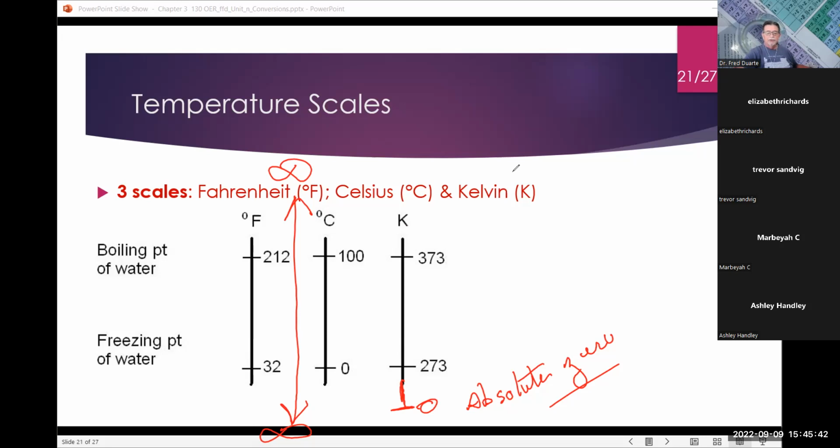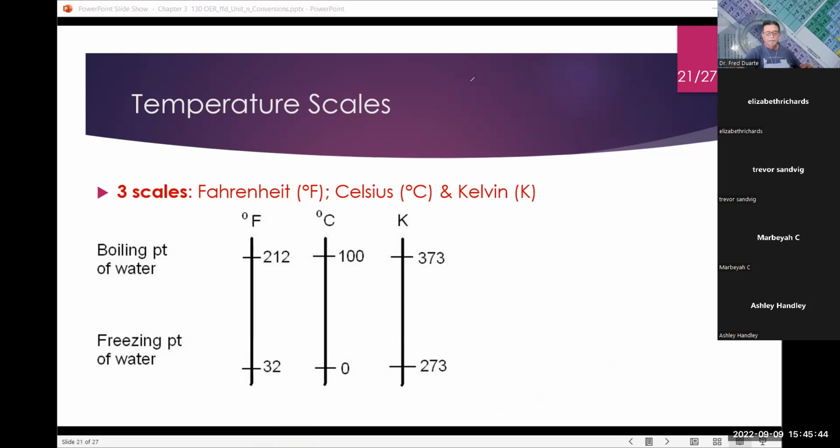Now, the other thing about these scales is the following. Celsius and Kelvin are connected. We can go from Celsius to Kelvin or from Kelvin to Celsius. However, we cannot go from Fahrenheit to Kelvin unless we go through Celsius first. So if you got Fahrenheit, you got to convert to Celsius, and then from Celsius convert to Kelvin, and vice versa. If you got Kelvin and you want Fahrenheit, you got to go through Celsius and then convert that to Fahrenheit. So how do you do that?